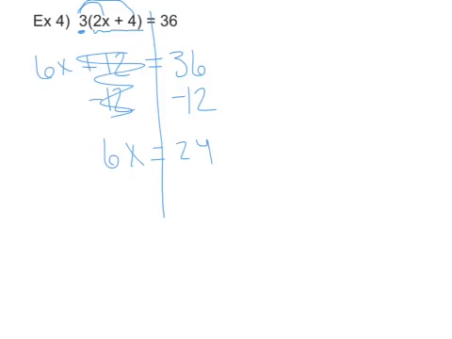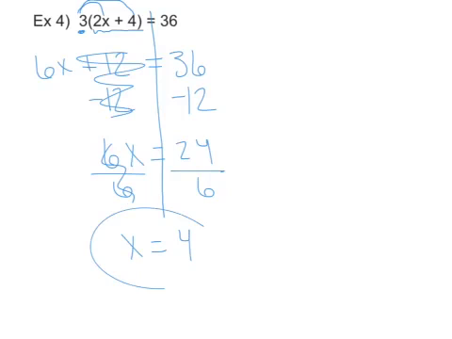In the last step, undo your multiplication and division. So to get the x by itself, we'll divide by 6. So x equals 24 divided by 6, which is 4.